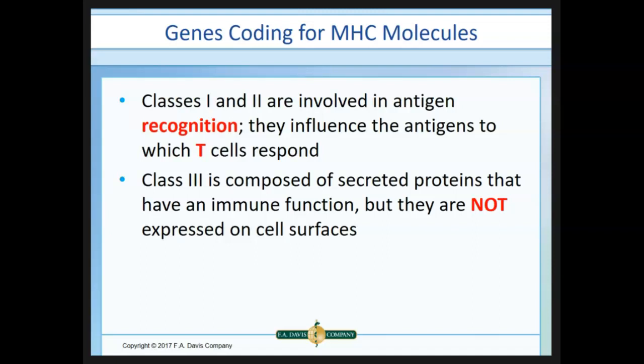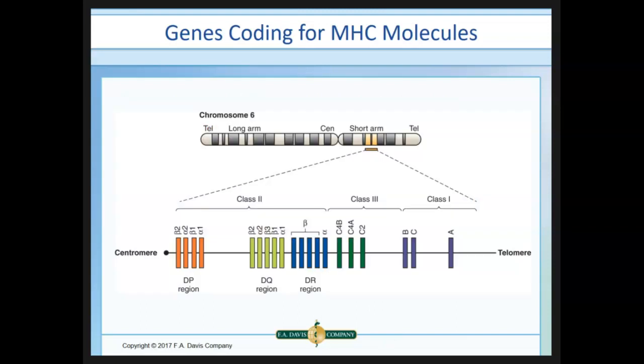MHC molecules, classes 1 and 2, are involved in antigen recognition, and they influence the antigens to which T cells respond. Class 3 is secreted proteins, but they are not expressed on cell surfaces. And here's a picture of chromosome 6, the short arm, and the locations of class 1, 2, and 3. Don't memorize that.